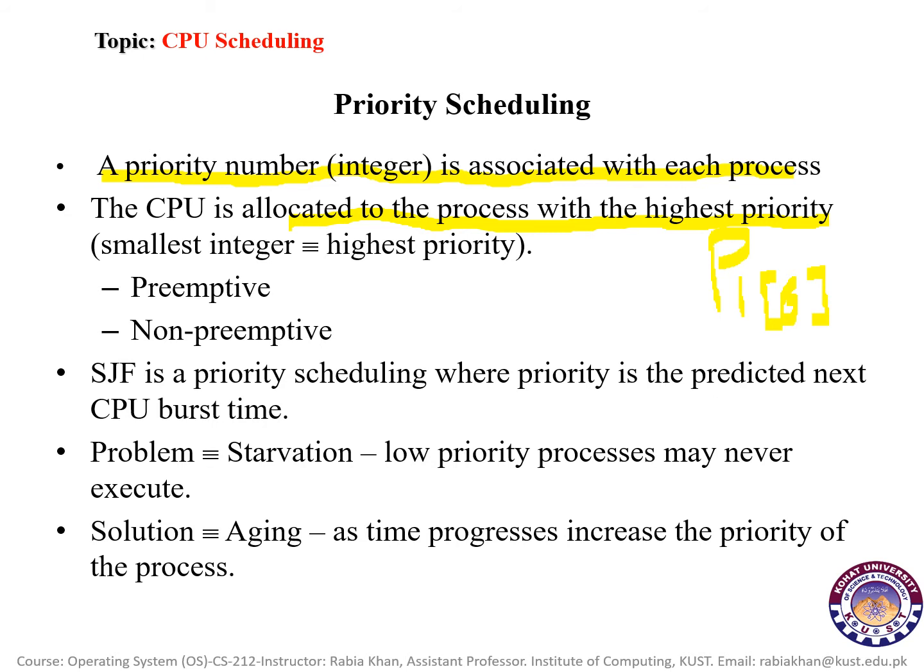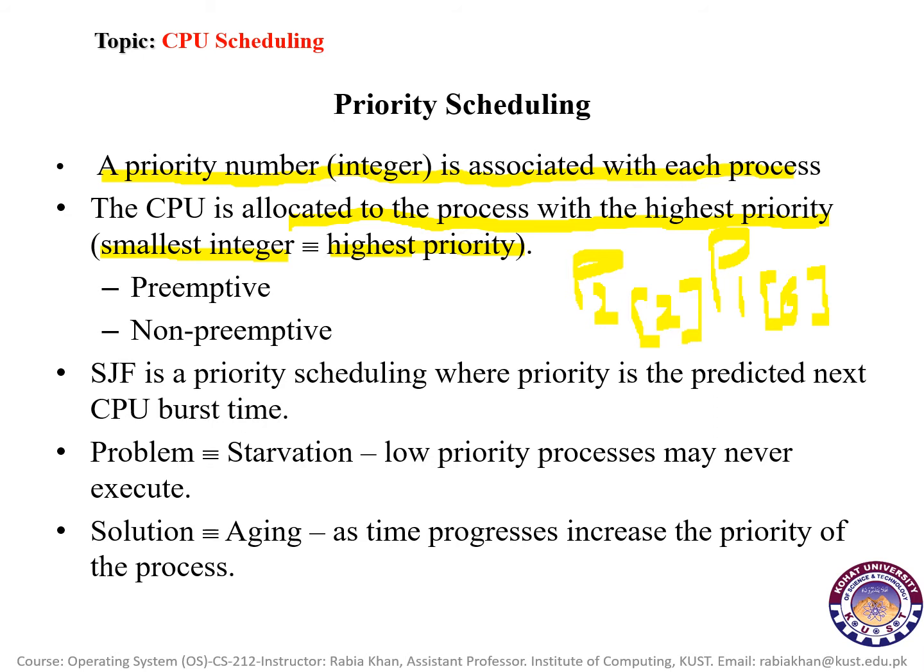Now what does highest priority mean? The smaller the integer number, the higher the priority of the process. Here P1 has priority 6. For example, we have another process P2 and its priority number is, for example, 2. Now P1 has arrived first and P2 has arrived second.